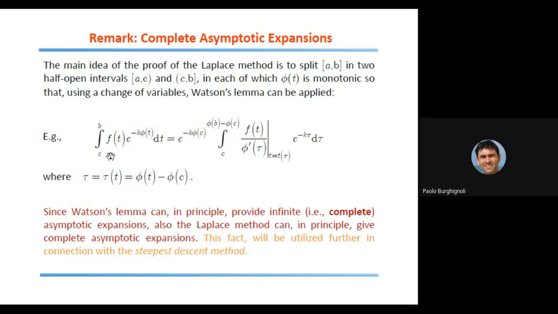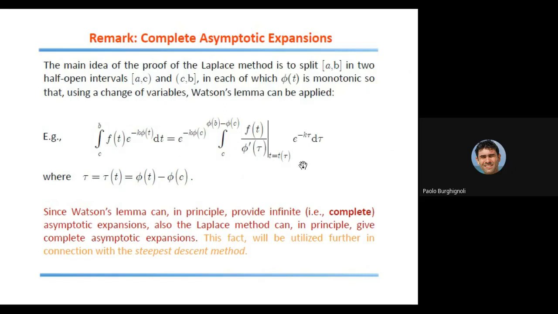For example, in the right half integral from C to B, if you change variables and you let tau be equal to phi of t minus phi of C, you get this simple integral here. These are the required steps, and to this kind of integral, then you can apply Watson's lemma.